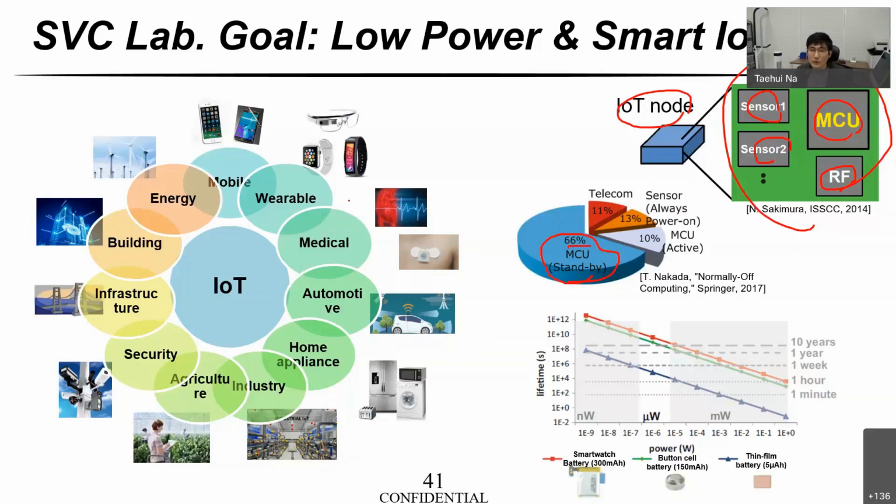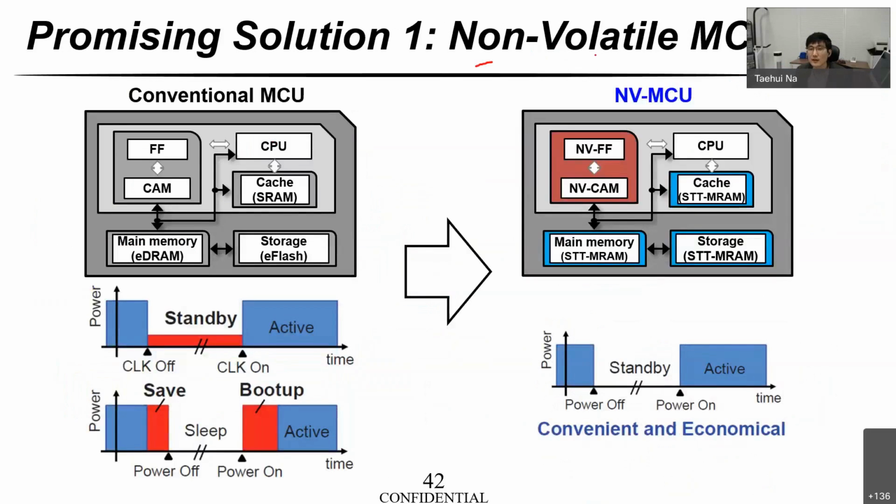So the number one goal is to utilize the non-volatile MCU. The current conventional MCU has flip-flop, CAM, CPU, cache memory, main memory, and storage. If we replace the volatile memory with non-volatile memory, such as non-volatile flip-flop, non-volatile CAM, and non-volatile memory, then we can eliminate the standby power, increasing the battery lifetime. That's the number one, the primary solution. Today's talk was related to STT-MRAM only, and if there is a chance, I will explain the other parts.